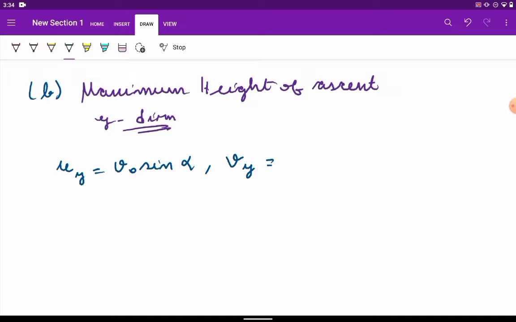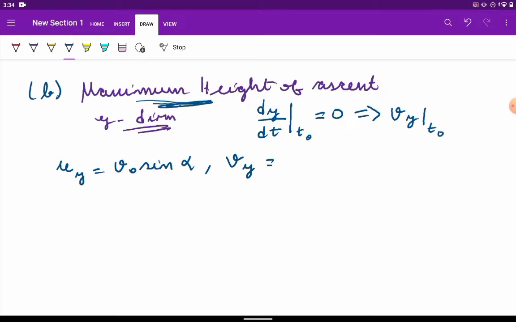So you can also think about it in this way, that for anything maximum, the derivative of it, dy by dt, at that instant t naught, where the particle has the maximum height of ascent, that should be 0, right? This means Vy at that instant basically should be 0. So this is the thing at the maximum height of ascent. So Vy is equal to 0.